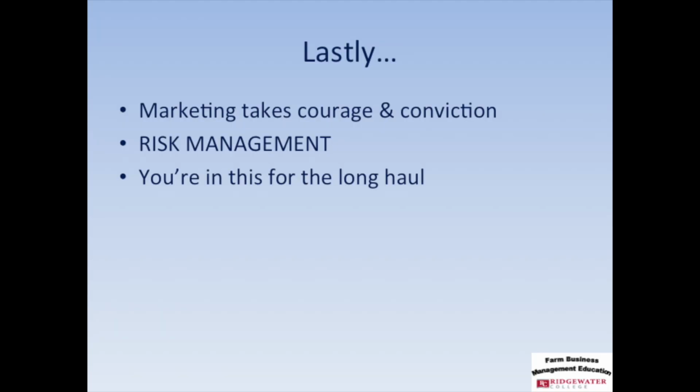Okay. And that's these last two points. You are in this for the long haul. You're going to grow 30, 40 crops in your life. 50 crops. You guys are that young. We got to think about this from the long haul.